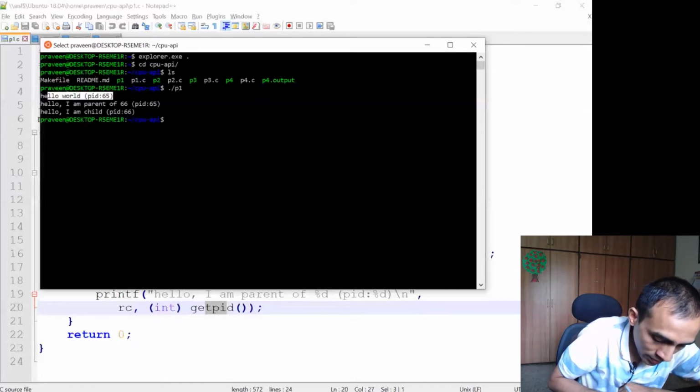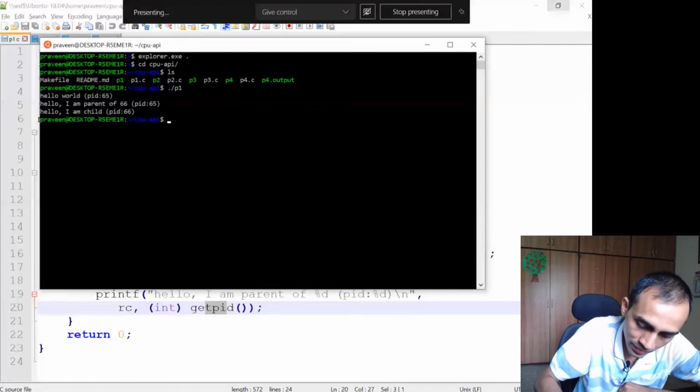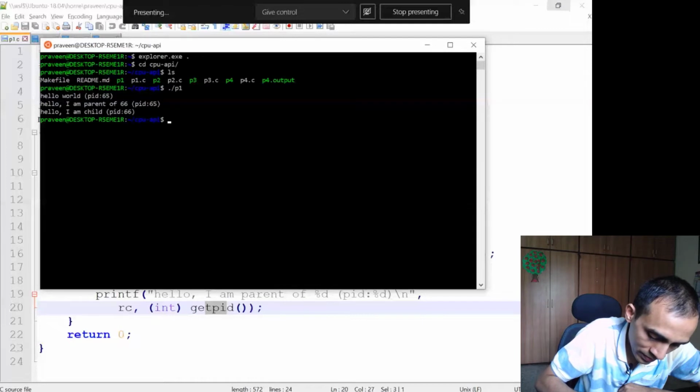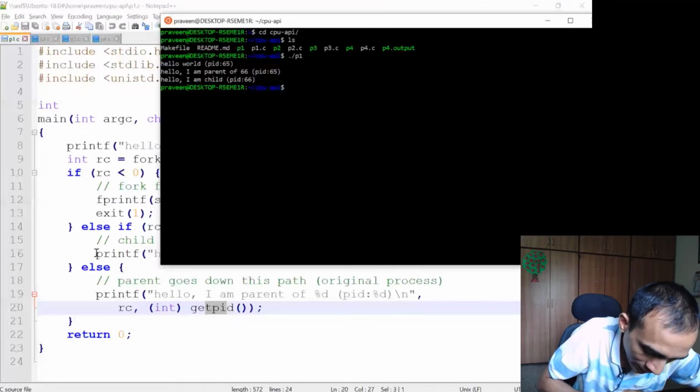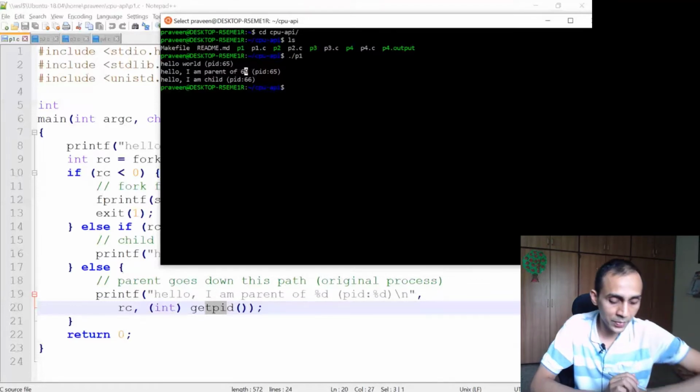Now after fork, the child is going to print the printf, hello, I am child, and is going to tell its own PID, which is 66. And the parent process is doing only its own printf, hello, I am parent of 66, and it is telling its PID 65. So this was the expected output.